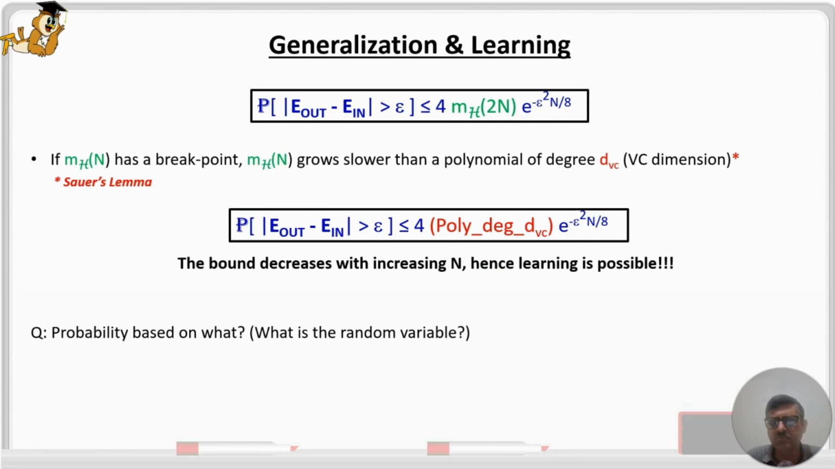Again, this bears repeating. Why are we still talking in terms of probability? What is the random variable? We said this, it is the data set used for training. If you get a particularly bad data set, you could possibly end up in a situation where this bad event happens, but the probability of that bad event will go to 0 as n increases.